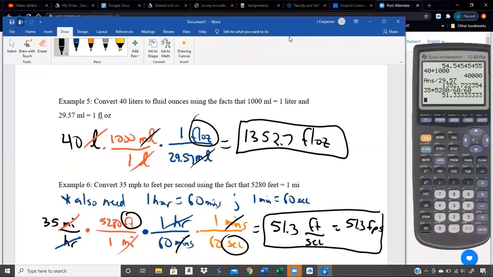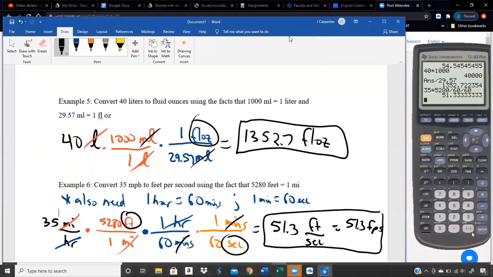Maybe your job has you converting miles per hour to feet per second over and over again. And you go, I don't want to have to multiply by these 3 fractions over and over, or set up 3 proportions over and over. What you can do is, now that you have a starting point and an ending point, you can just divide them, and that gives you a multiplier.